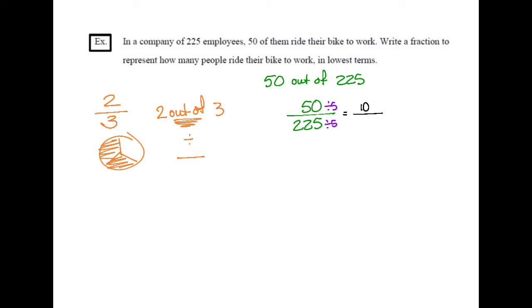Okay, so in this case we get 10, and then 225 divided by 5 is 45. And then we can divide by 5 again. So 10 divided by 5 is 2. 45 divided by 5 is 9. So your answer is 2/9. So 2/9 of the employees of that particular company ride their bike to work.